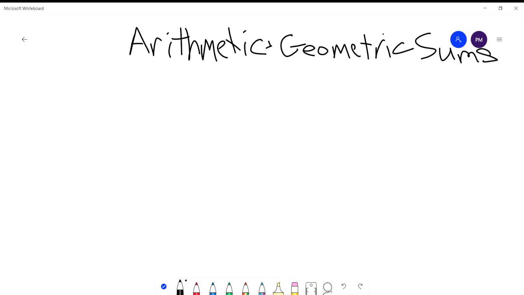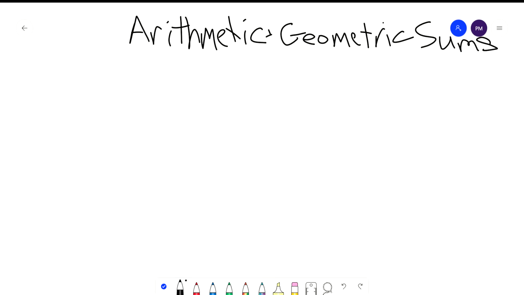Hi guys, Mathmaster here, and today we're going to be trying to construct an explicit formula for the arithmetic and geometric sums. First, let's start with an arithmetic sum. So an example is, say, 5, 9, 13, 17, 21, and 25.